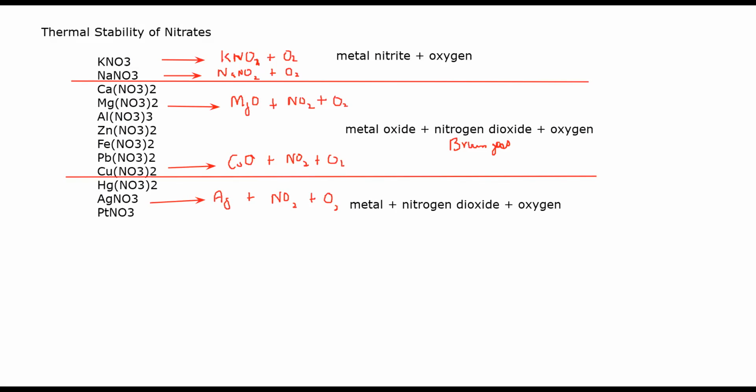So this is the thermal decomposition of the nitrates. When we heat potassium and sodium nitrate, they decompose into potassium nitrite and oxygen, or sodium nitrite and oxygen. When we supply heat energy to metal nitrates from calcium till copper, they decompose to form metal oxide plus nitrogen dioxide plus oxygen. And the least reactive metals, such as silver, decompose to form a metal plus nitrogen dioxide plus oxygen.